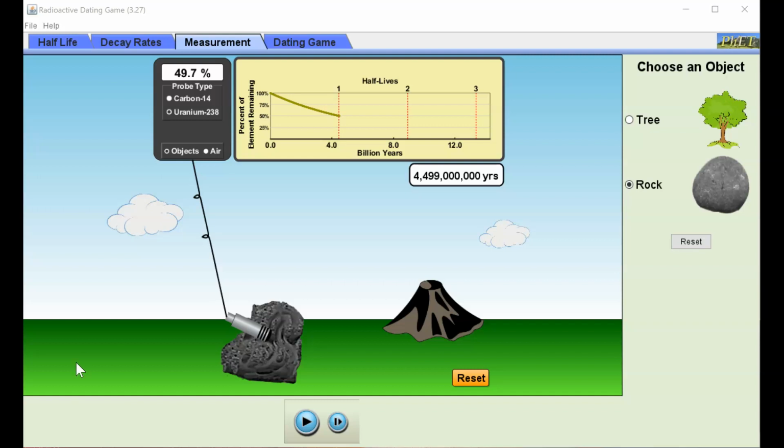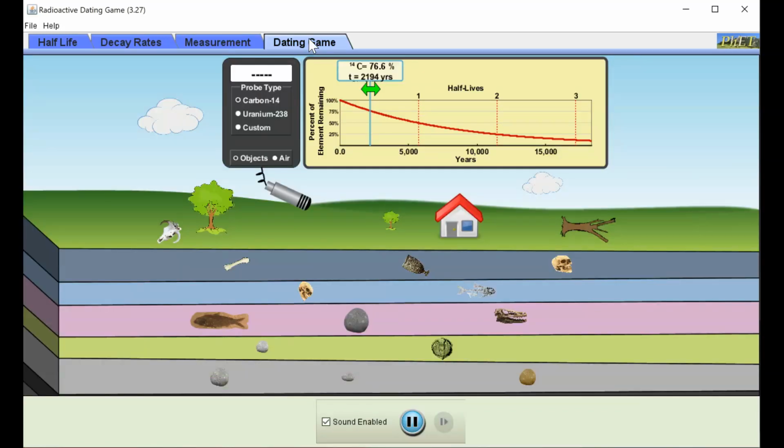So you can play around with this screen if you want. It's kind of fun to use, but what you're going to spend most of your time on for this lab is the dating game tab. So here you have a whole bunch of objects. They're all buried in different layers in the ground. And you have your probe here. You can stick this to any object you want.